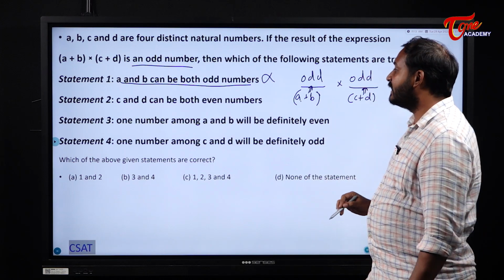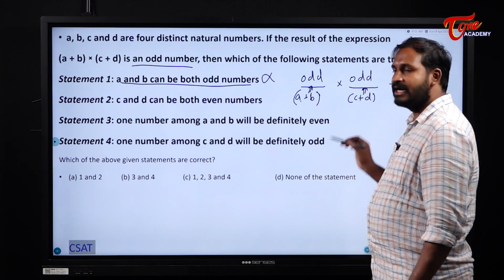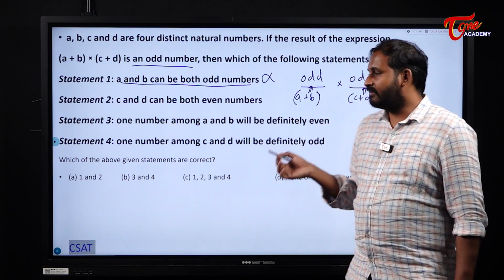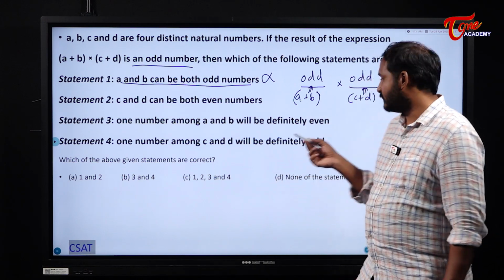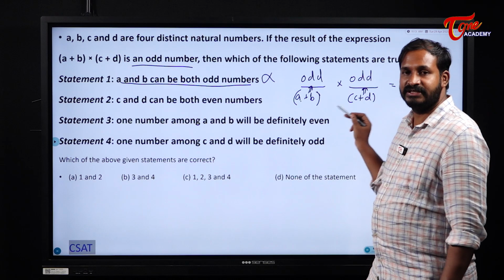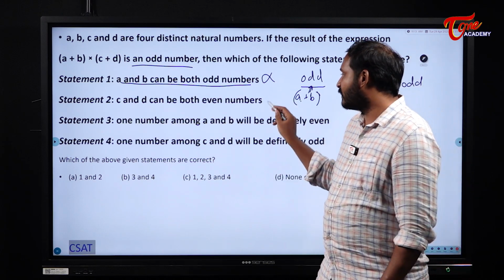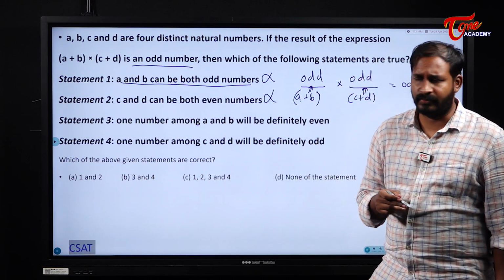Statement 2: C and D can be both even numbers. If C and D are both even numbers, students, even plus even, what output will you get? Even only. That means C plus D is even. But C plus D, what should we actually have? Odd. So that one is also gone. It is also not possible.